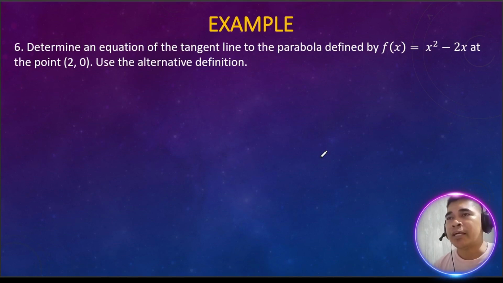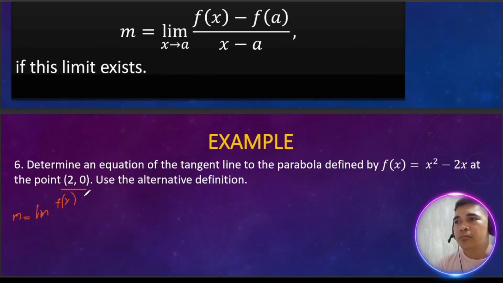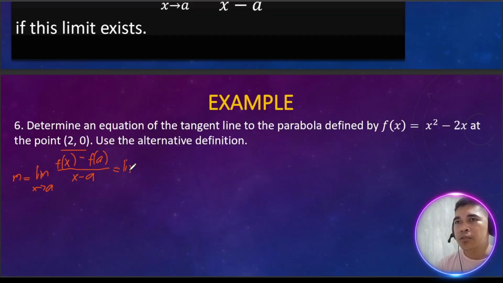Determine an equation of the tangent line to the parabola defined by f of x equals x squared minus 2x at the point (2, 0). Use the alternative definition. So, finding the slope, we have m equals the limit of f of x minus f of a all over x minus a as x approaches a. Our f of x is x squared minus 2x, and our point is (2, 0). This is our a, and this is our f of a.